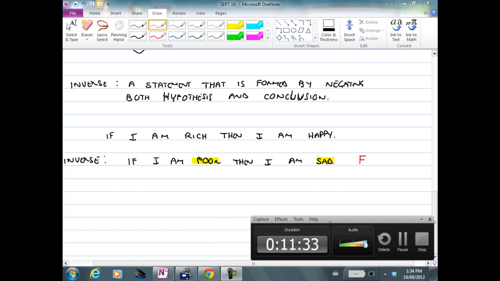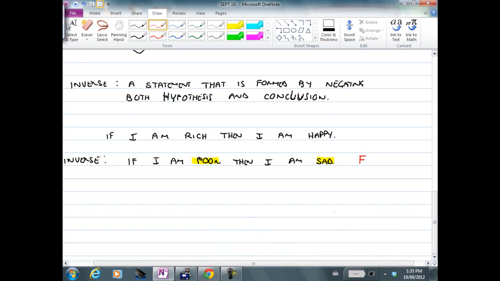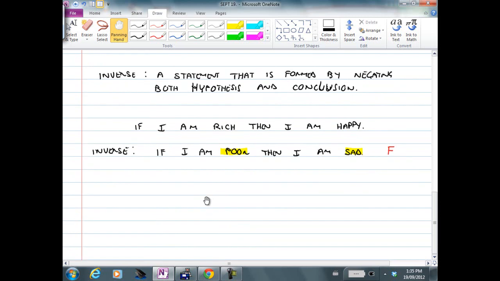So that's why it's false, guys. Because then this inverse is false, because there's a lot of poor people who are happy. They're just happy with what they have. And I know there's some religions out there who say be happy with what you got. If you're poor, just be happy. If you're rich, be happy.